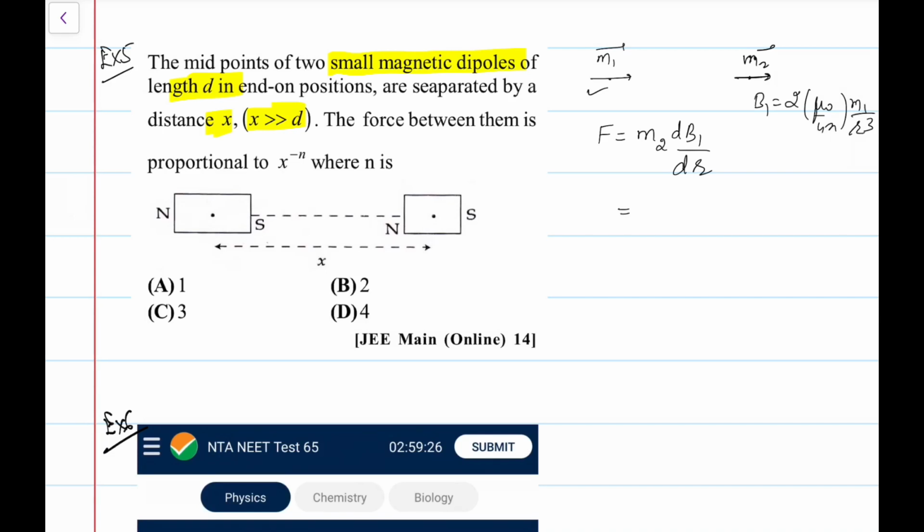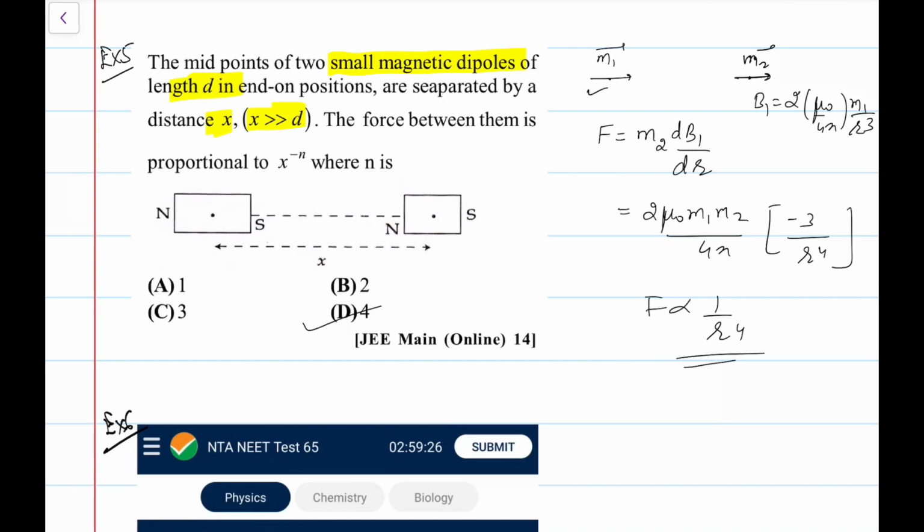So if I differentiate it, what will I get? This will become 2 mu naught m1 m2 by 4 pi, and if we differentiate r cube, that would be minus 3 upon r to the power 4. So that minus sign is only for the sense of the direction. So we can directly say F is proportional to r to the power minus 4 or x to the power minus 4, whatever we are saying here. So we'll go for option D here.